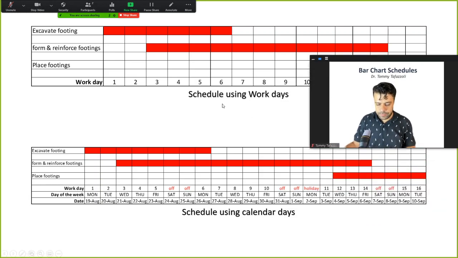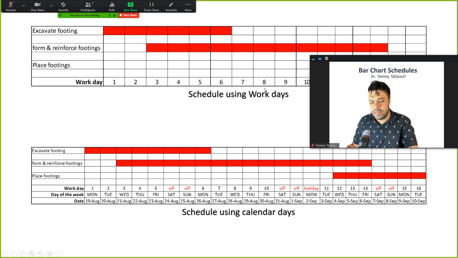This compares scheduling using work days with scheduling using calendar days. So you can see how they are different from one another. As you can see, when you're using calendar days, you're showing the weekends, or for example, you're showing this Monday, this holiday, while those days are eliminated. So on a calendar day basis, you will see longer bars. But when you're just seeing the work days, your bars are shorter.